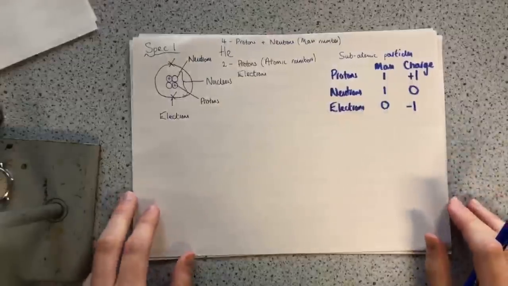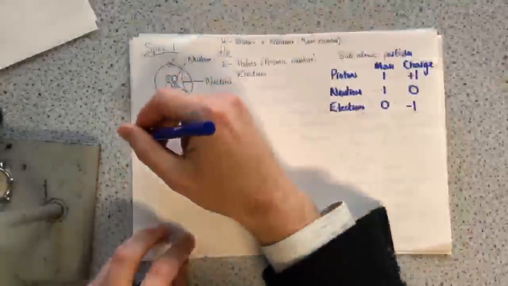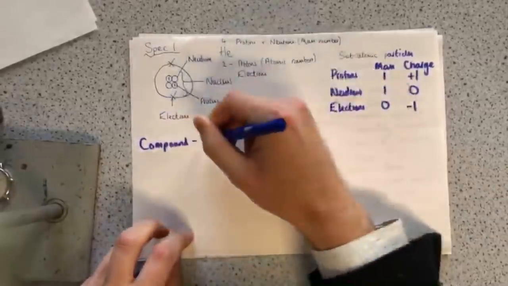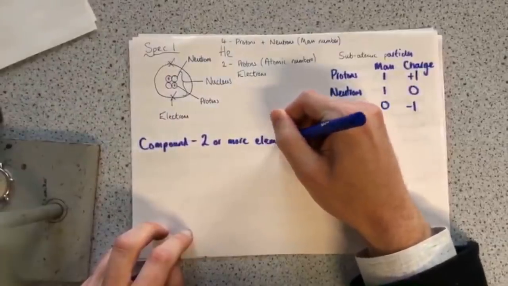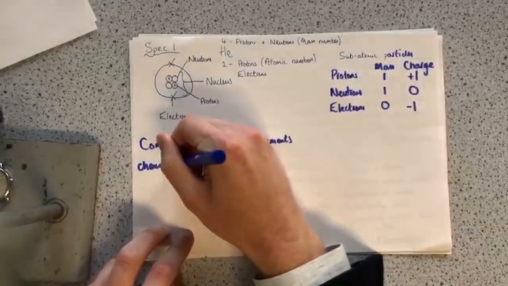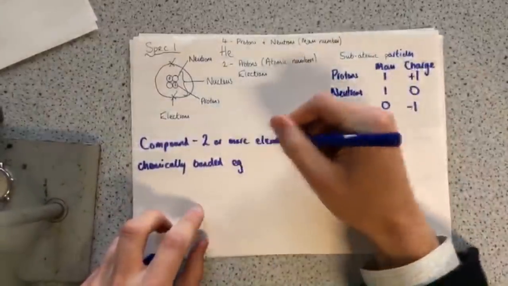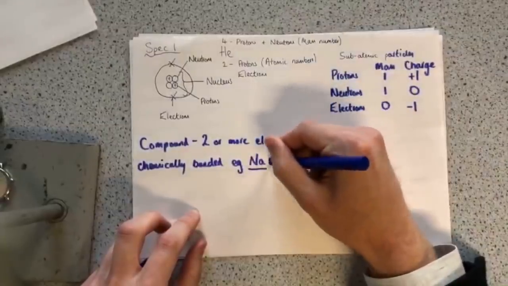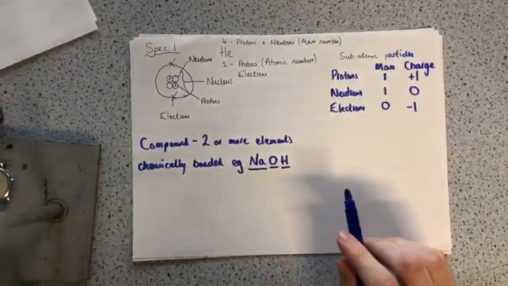Now, the next thing we're going to look at is compounds, and then briefly chemical equations. So, for example, a compound. The definition of a compound is 2 or more elements chemically bonded. So an example would be, let's say, sodium hydroxide. So we've got sodium in there, there is oxygen, and there is also hydrogen as well. So 3 elements all bonded together.